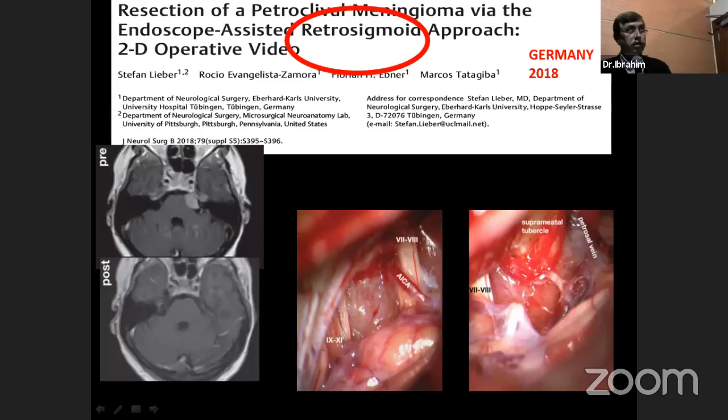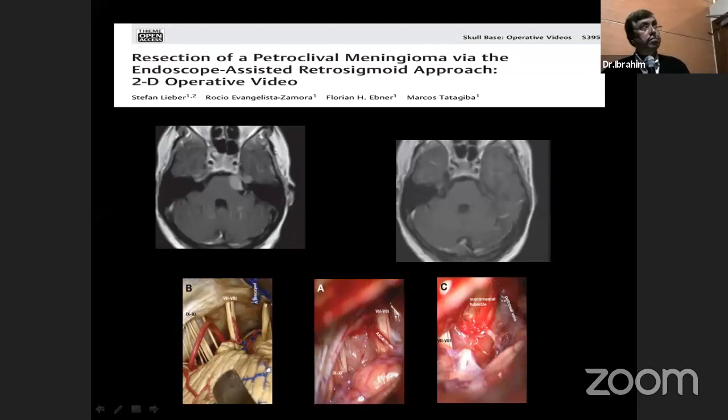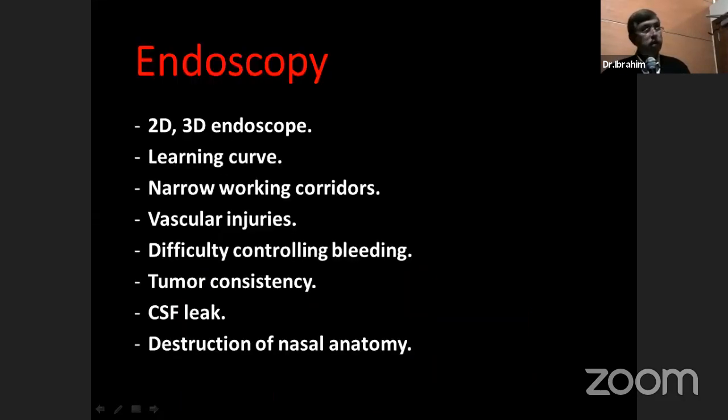Using the endoscope in the retrosigmoid approach. And again from Italy, this is from Paolo Cappabianca and his group in Italy. Petroclival meningioma using the endoscope. So what is the difference between microscope and endoscope? Microscope is 3D. Endoscope at this moment is 2D, but they are working on 3D endoscopes. So once that is done and it is popularized, things will explode.